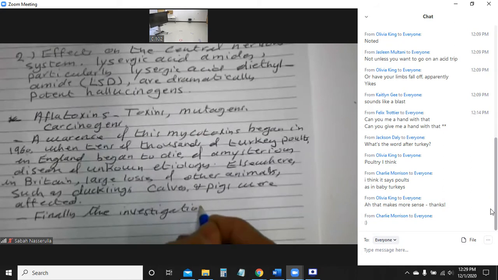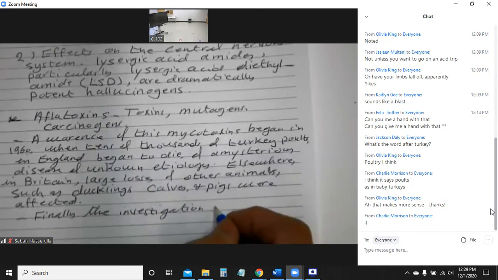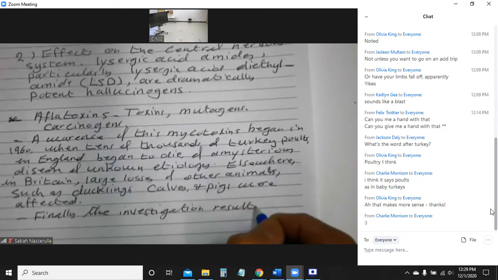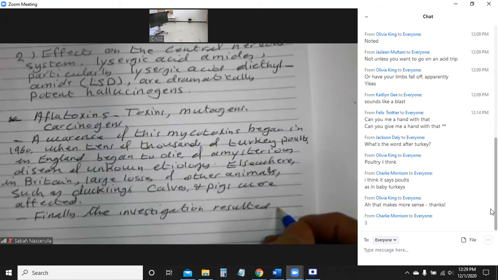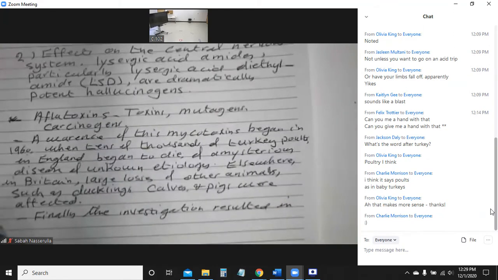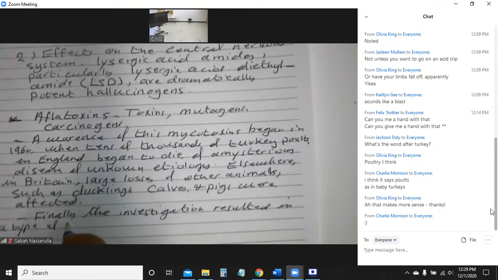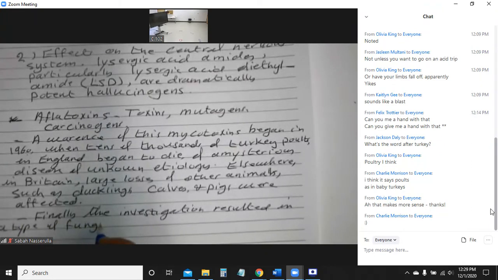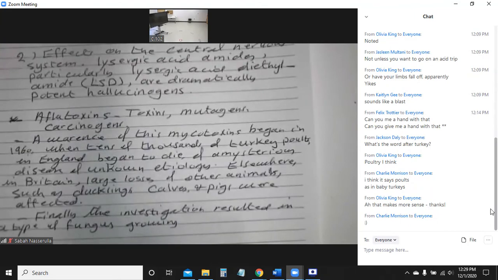Finally, the investigation resulted in finding a type of fungus growing. This fungus was growing, as a matter of fact, and producing these toxins, growing on the Brazilian peanuts.